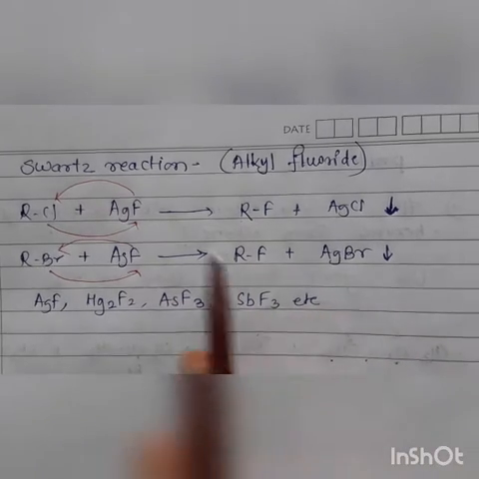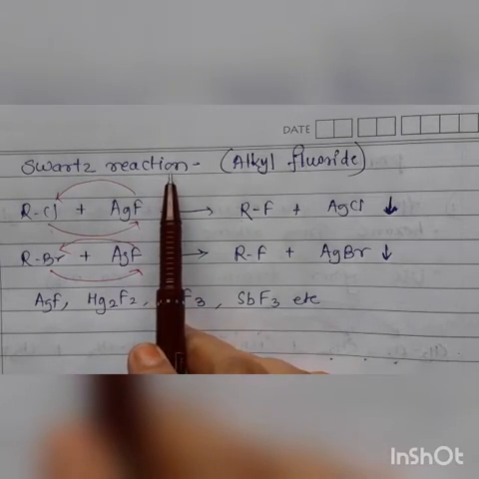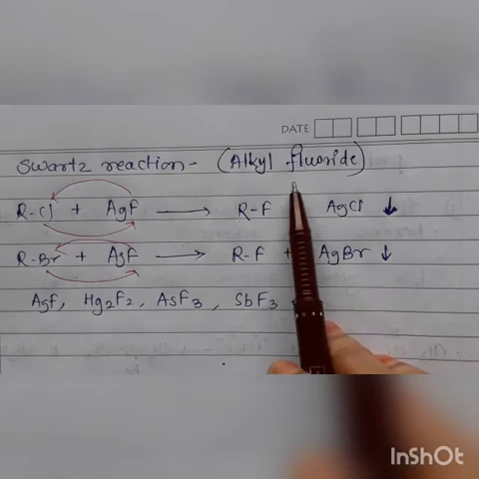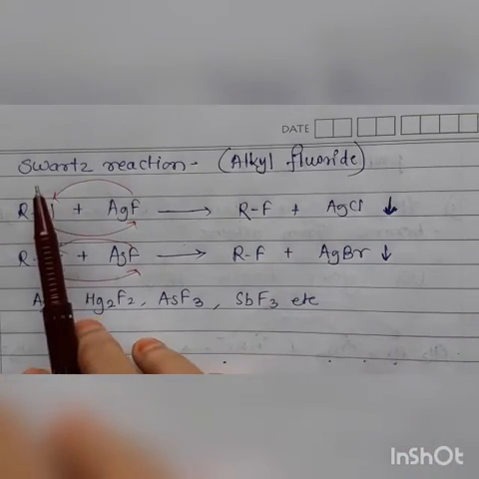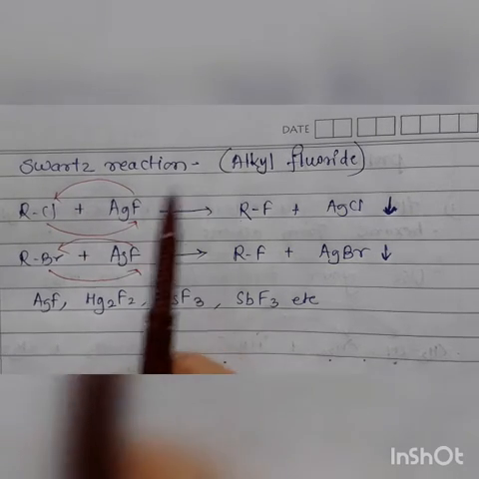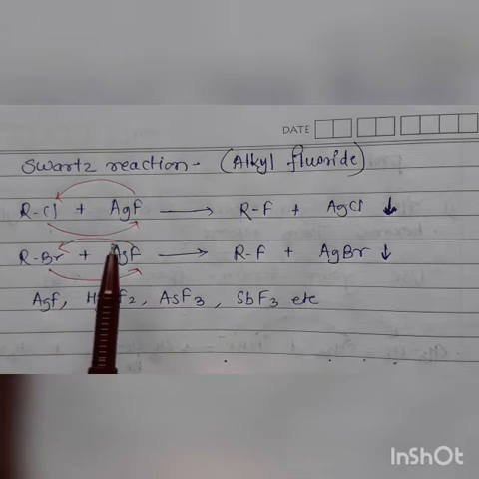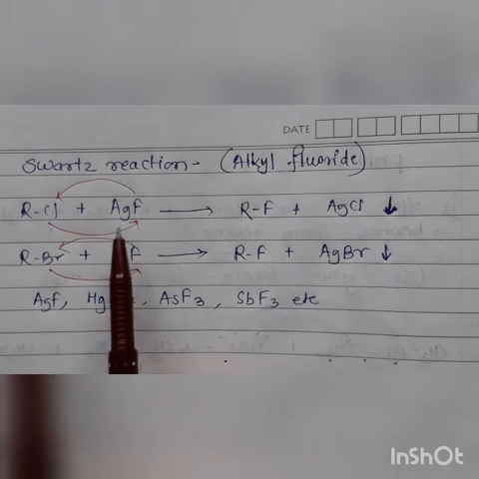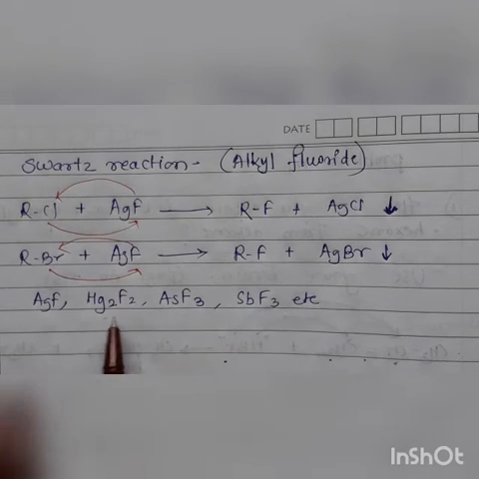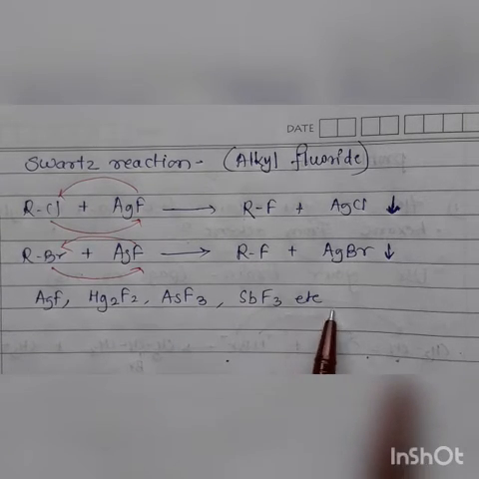Let us see one more name reaction. The next reaction is the Swarts reaction. Here also halogen exchange takes place, and this reaction is used for the preparation of alkyl fluorides. The name of the reaction is the Swarts reaction. Here also alkyl chloride or alkyl bromide are used, and in this reaction metal fluorides are used, like AgF, Hg2F2, AsF3, SbF3, etc.